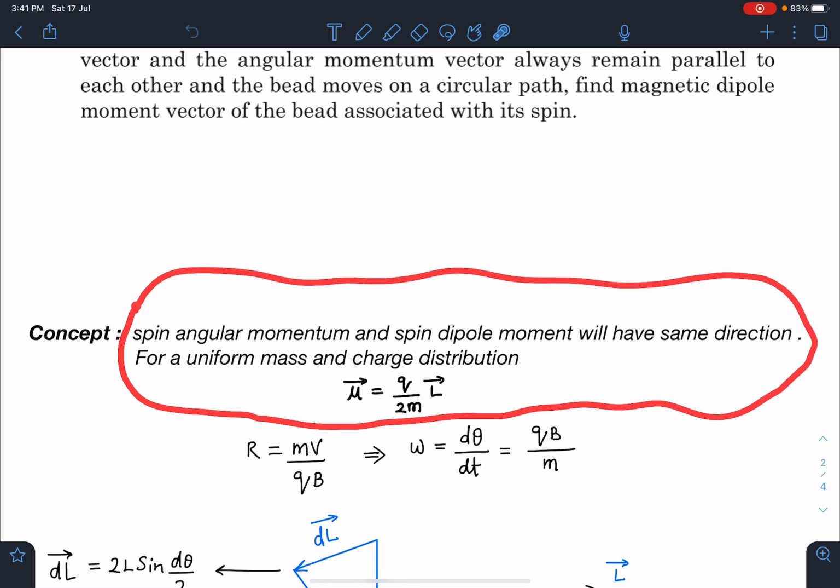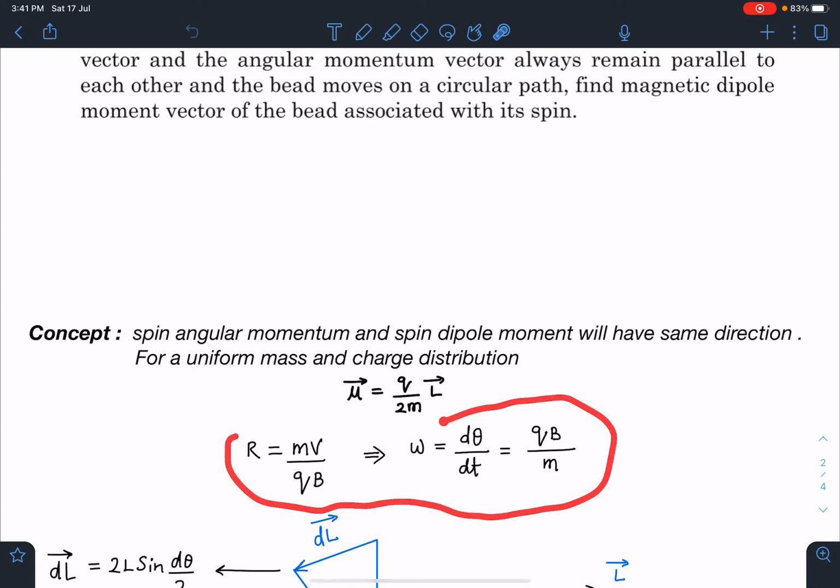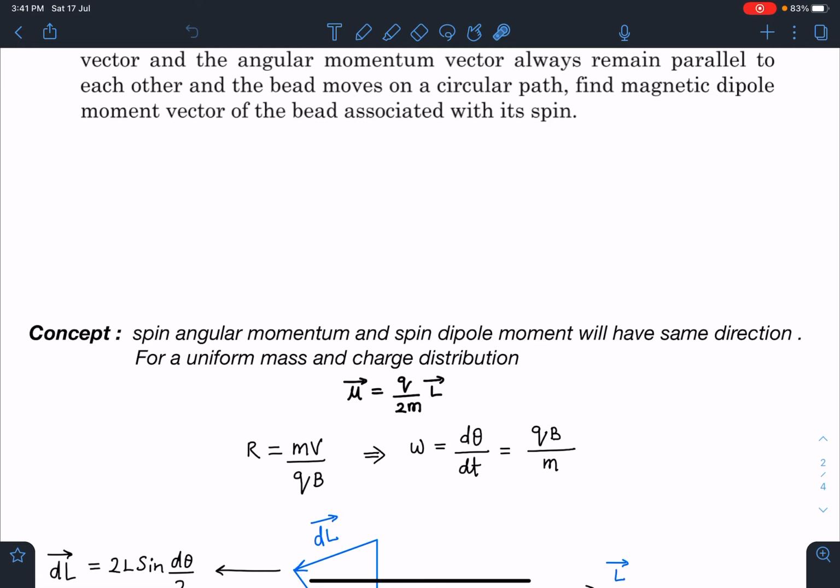As long as mass distribution and charge distribution are identical, the spin angular momentum and the spin dipole moment vector, the magnetic dipole moment vector, will have this relation: q by 2m times L vector is equal to mu. And also, since the charged particle is moving in a circular path, the radius of that circular path can be written as mv by qB, where v by r is the omega, which is d theta by dt, the angle rotated by the radial line, and that value is qB by m.